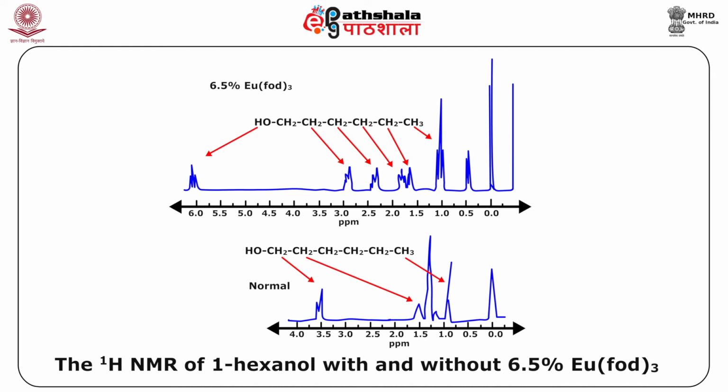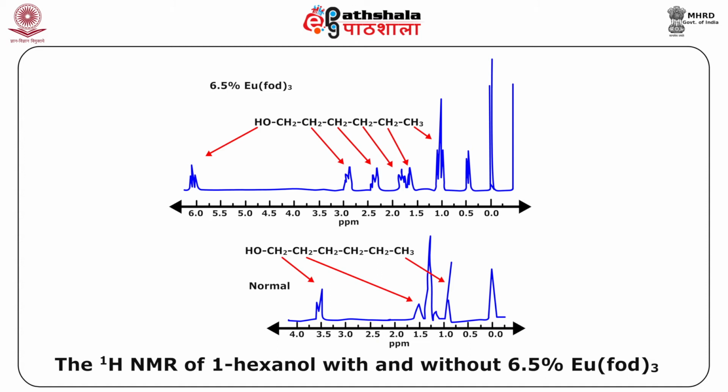The simplification of complex spectra by the addition of shift reagents can be explained by the example of 1-hexanol. In the absence of a shift reagent, as described to you above, the spectrum of 1-hexanol looks like what is shown in this figure. We can clearly see only the signals due to the terminal methyl protons, that is a triplet at a delta value of 0.9 ppm, and due to the methylene group next to the hydroxyl group, that is a triplet at a delta value of 3.8 ppm.